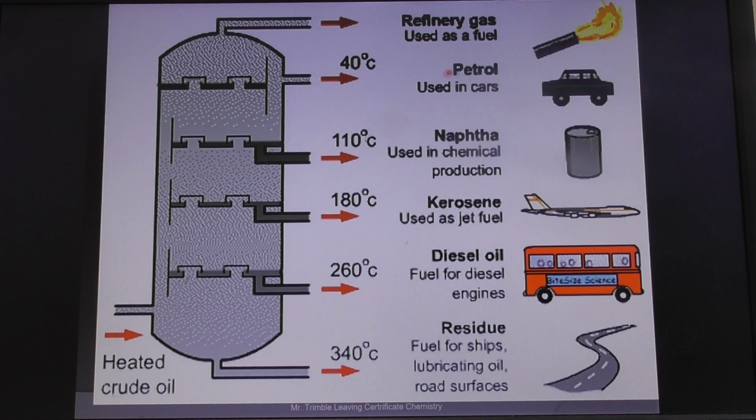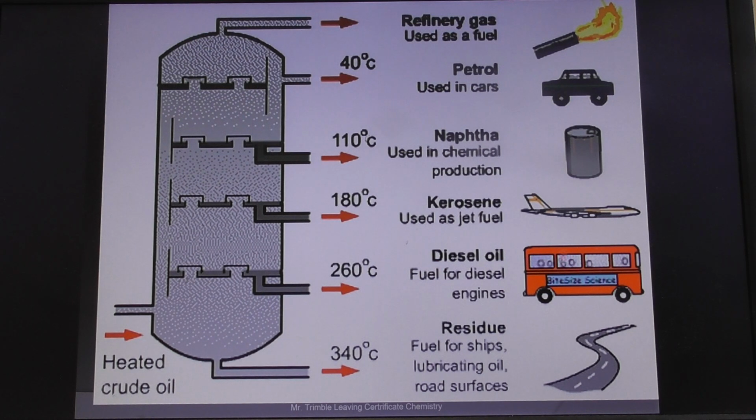Petrol is a volatile liquid. It's used in cars. We'll go through these. Refinery gas, that's what you see if you see oil drilling equipment. If you see fire coming out of it, that's the refinery gases burning off. Naphtha is used in chemical production. It's a very useful solvent. Kerosene, along with kerosene lamps and that, it's a heavy fuel. It's used in jet engines as jet fuel.